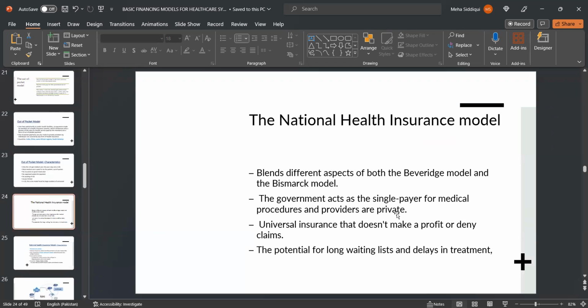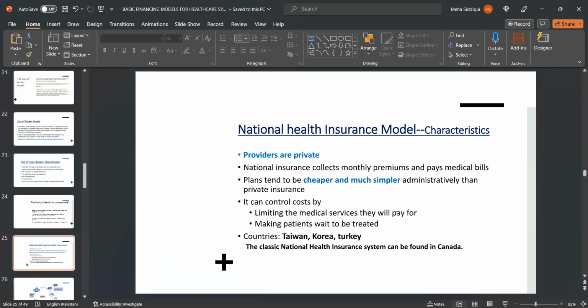Then comes the national health insurance model. It blends different aspects of both the Beveridge model and the Bismarck model. The government acts as the single payer for medical procedures and providers are private, as in the Bismarck model. Universal insurance that does not make a profit or deny claims. The potential for long waiting lists and delays in treatment occurs in this model.